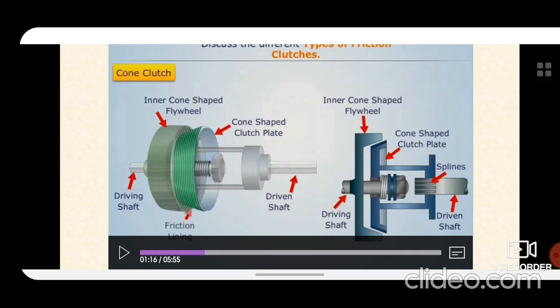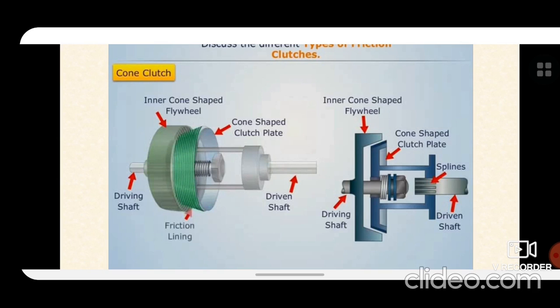Now, in case of cone clutch, that is shown in the simplified diagram. In this type, the contact surfaces are in the form of cones, as shown in the figures, which is in this green color, that is cone shaped clutch plate. On the left side, it is inner cone shaped flywheel. On the extreme left side, the shaft is driving shaft.